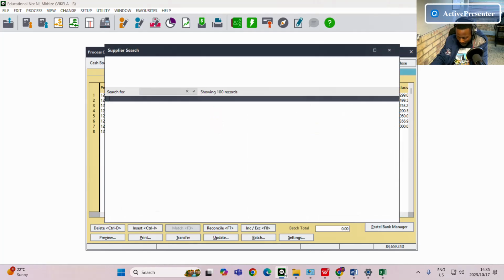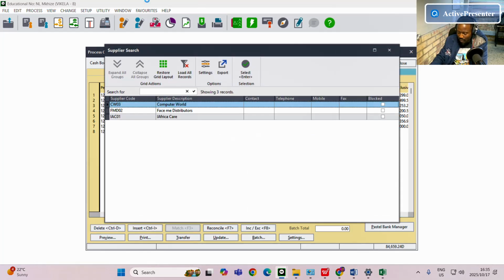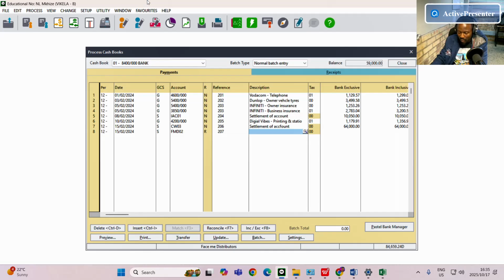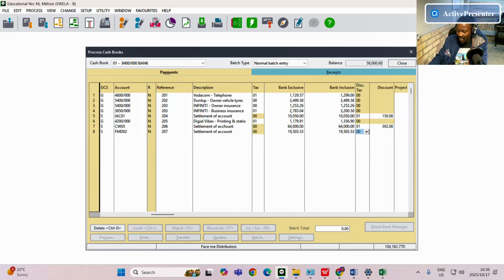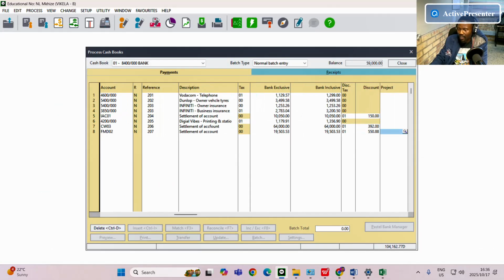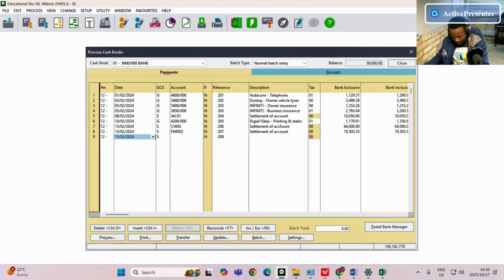We move, still a supplier. It's Face and Distributors. Settlement of account. It's 19,503.5. Yes, and there is a discount, so you need to put the discount tax, which I think we forgot, 550.88. Right, yeah. I believe we are still moving.